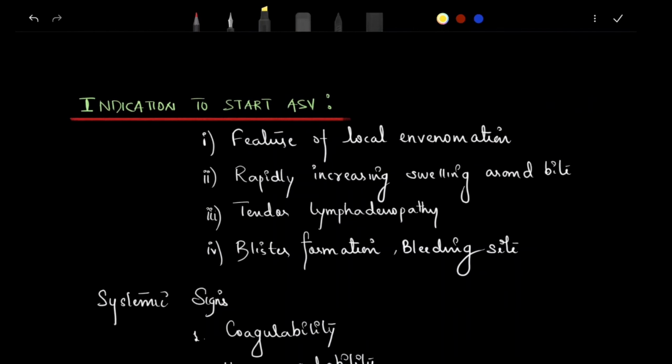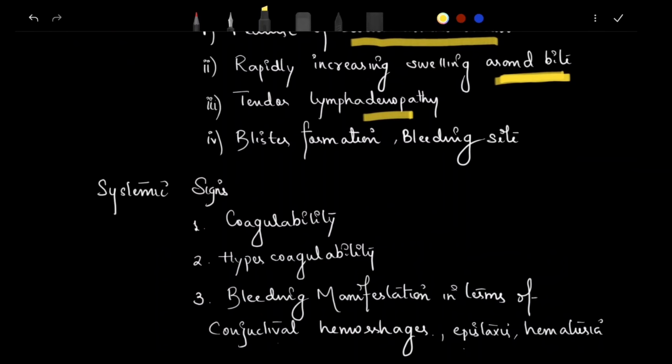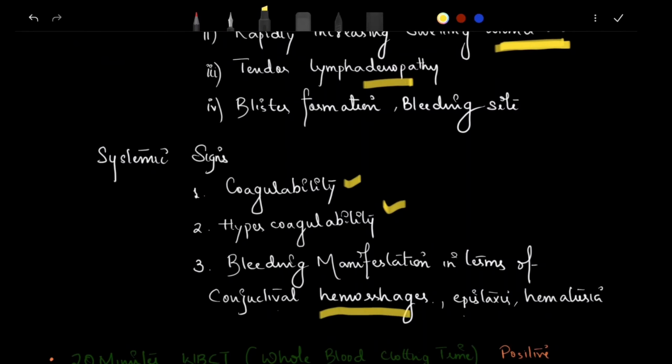So what are the indications to start ASV? If you see the features of local envenomation, you can see the bite markings and local envenomation. There will be redness, pain, and swelling around the bite. There is regional lymphadenopathy, blister formation, and bleeding sites. The systemic signs are coagulopathy and bleeding manifestations. There are conjunctival hemorrhages, epistaxis, and hematuria.